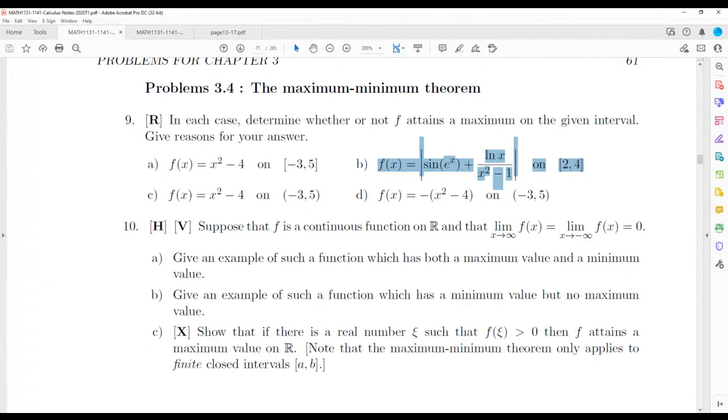Brendan says no. Anyone else want to say anything? Brendan, why do you think it doesn't have? Okay. So no, yes, yes. Well, definitely this is a closed interval and this is a function that is continuous on that closed interval. So yes, this would be a yes. Okay, let's have a look at C and D.